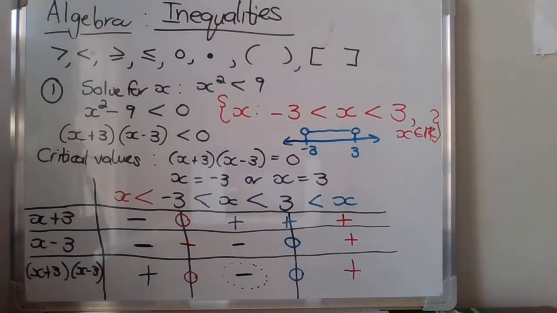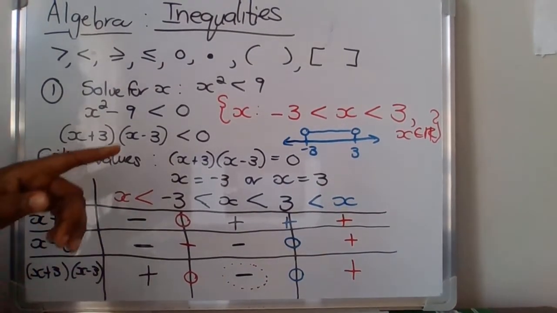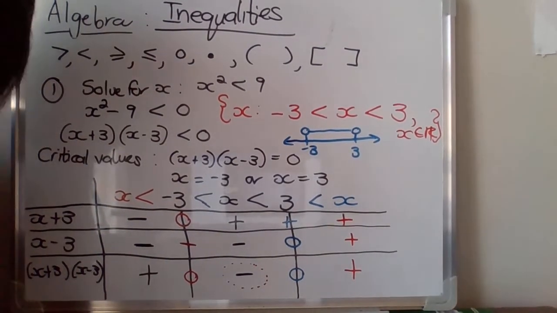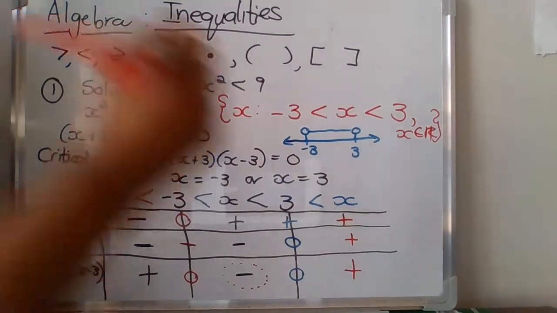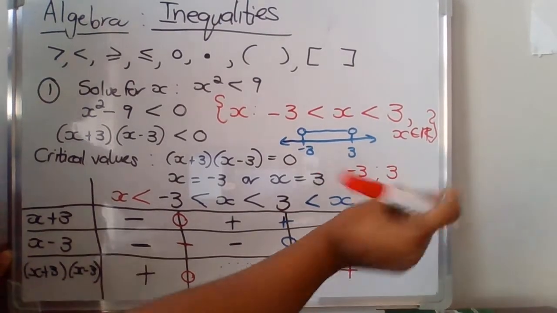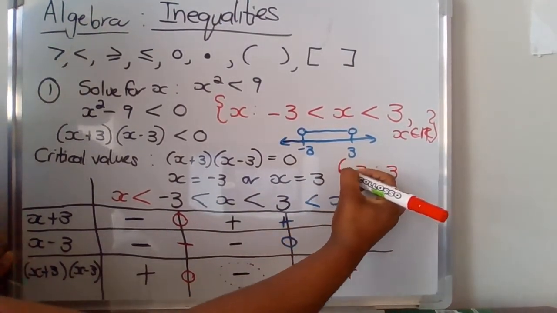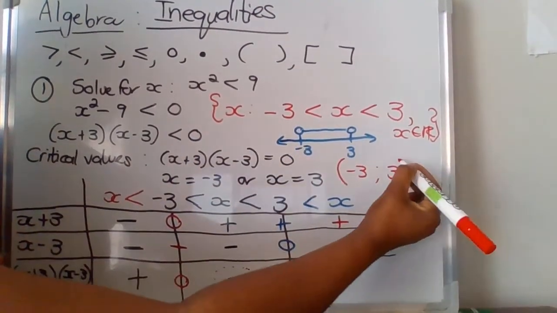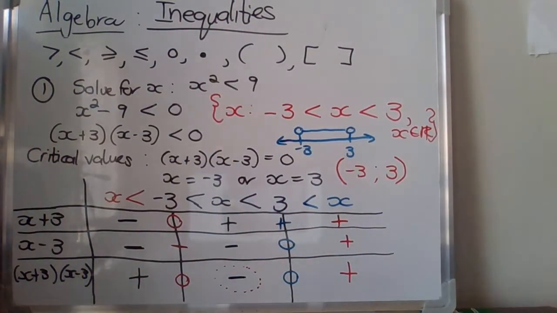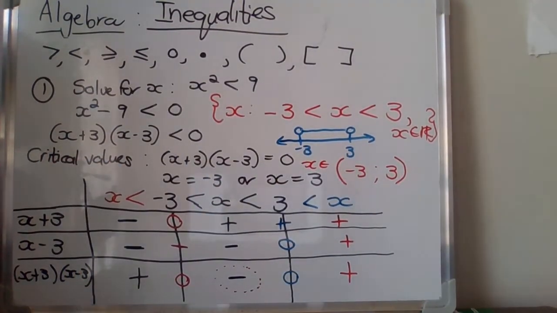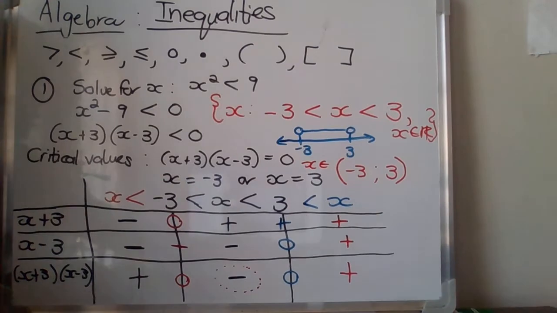And lastly, if I was to write it in interval notation, then I would say that it lies between minus 3 all the way up to 3. But is it equal to 3? No. So minus 3 is not included. And is it also equal to 3 here? No, it's not. So that one also is not included. So x is an element of minus 3 to 3, and it's not included.